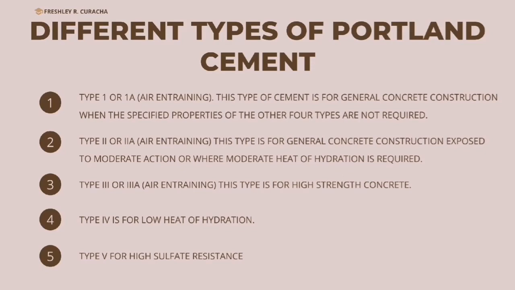Type 3 or 3A, air entraining. This type is for high-strength concrete. This type 3 cement is chemically almost identical to type 1, though it has a lesser curing time, which means it hardens faster. It is also ground finer and contains a higher amount of C3S, both of which promote the rapid setting of concrete. This type imparts strength faster than type 1, typically in less than a week's time, though its final 28-day strength may be equal if not lesser.